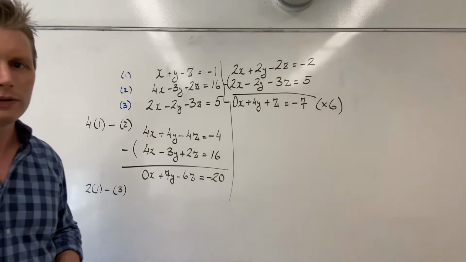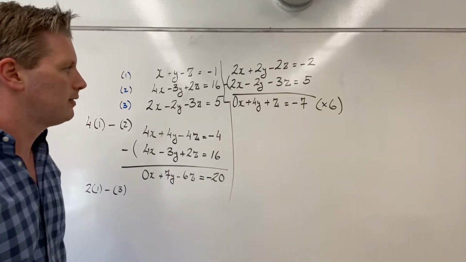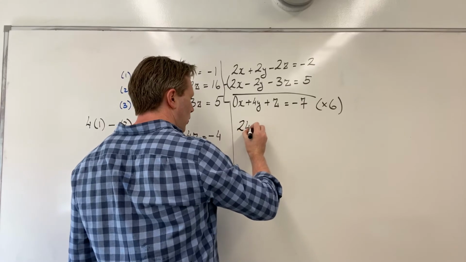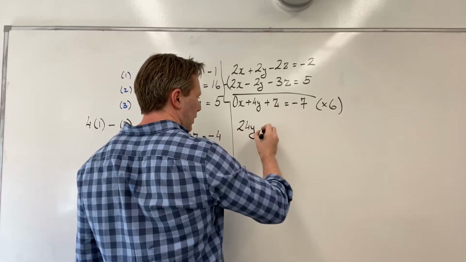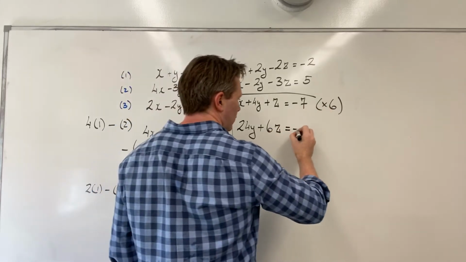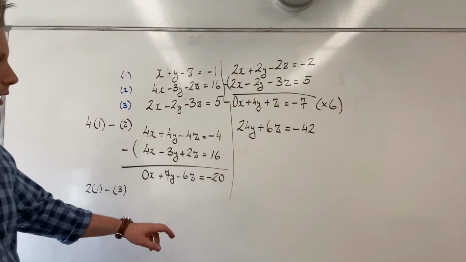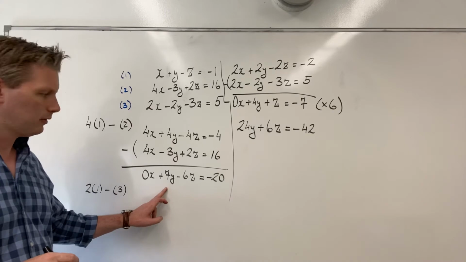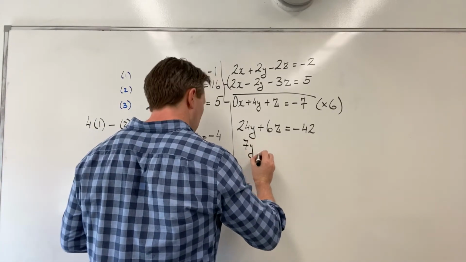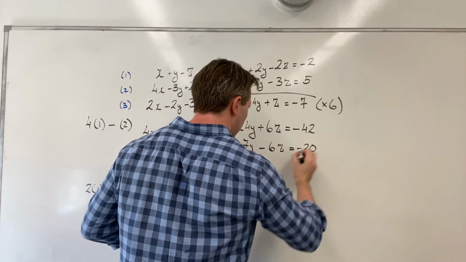So that's what I'm going to do. I'm going to take this equation, and I'm going to multiply it by 6. So 6 times 4 is 24, that's 24y. 6 times z is plus 6z is equal to 6 times negative 7, or 42, so that's negative 42. Now I take this equation right here, and I put underneath 7y minus 6z is equal to negative 20.